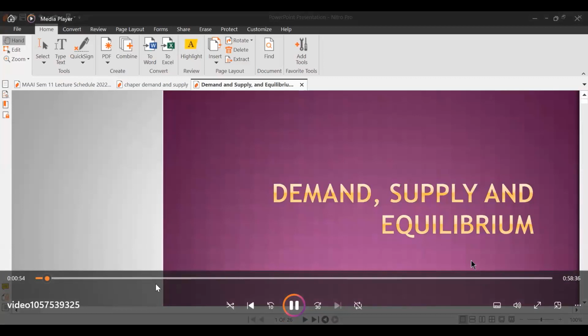Basic economic questions that we identify different economic systems as capitalist.